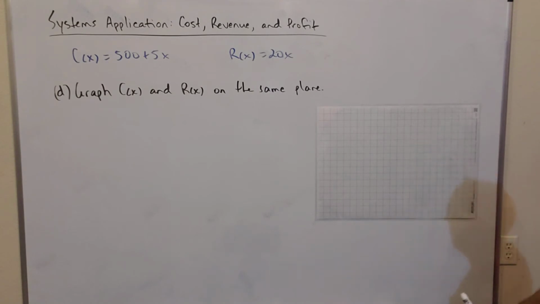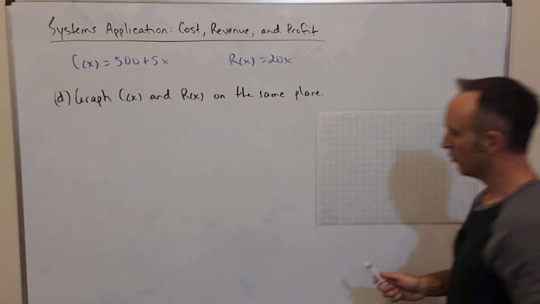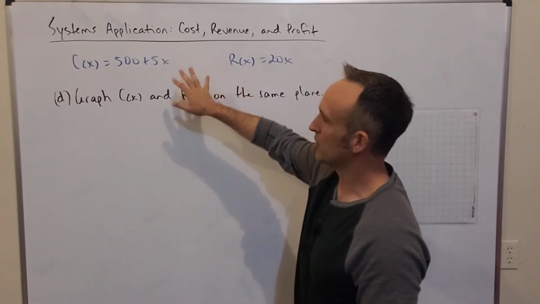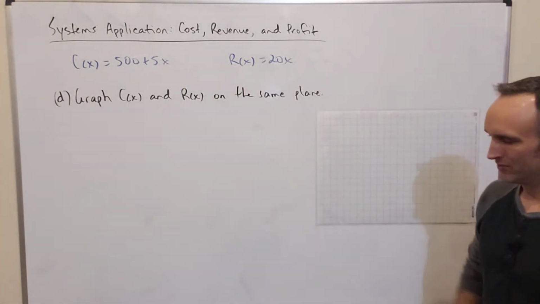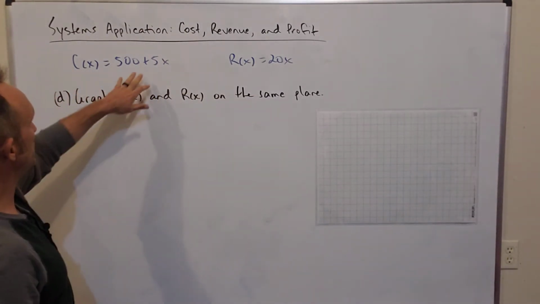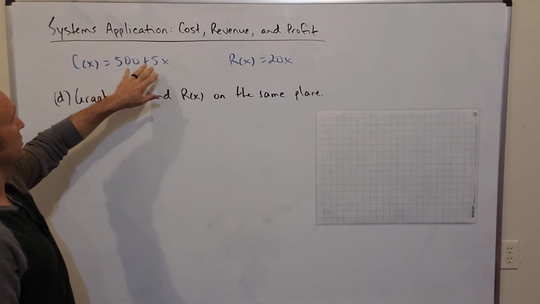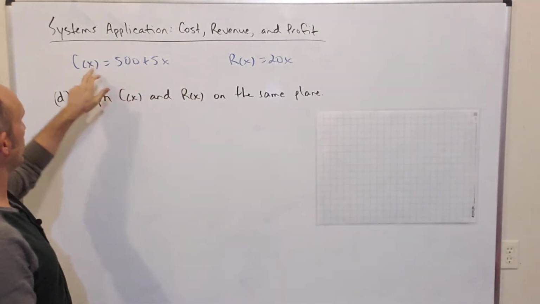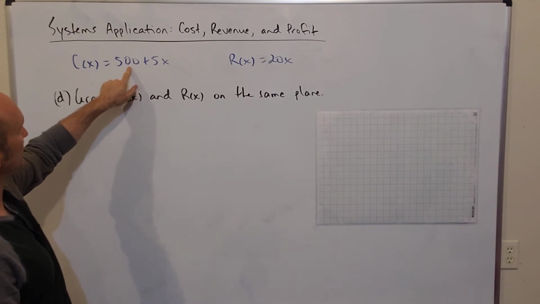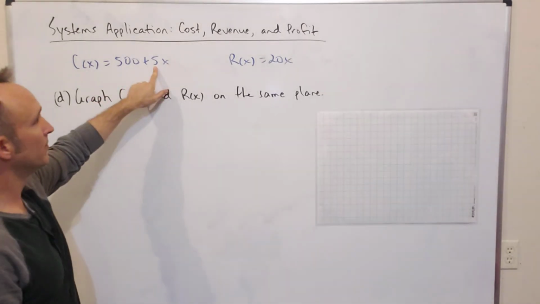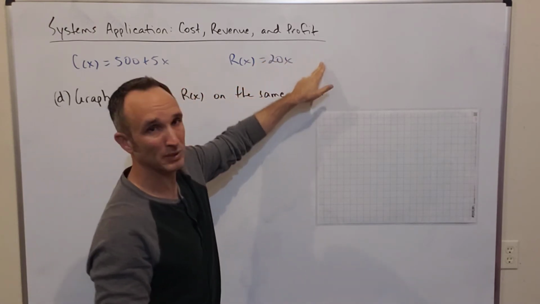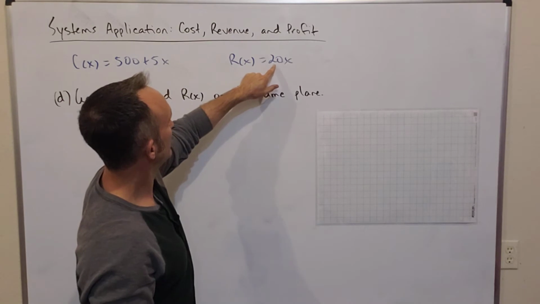Okay, so I've got my graph paper here, and we need to probably think of these functions before we set up our grid with the scale. Okay, so you can graph these a couple different ways. You could think of them in slope-intercept form, like y equals mx plus b. So this would have a y-intercept of 500 and a slope of 5. This guy is mx plus 0, so the y-intercept would be 0, and the slope would be 20.